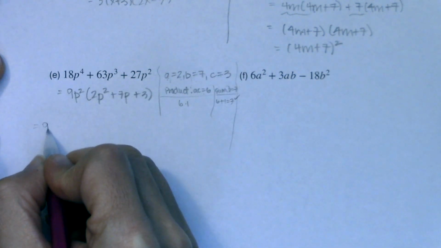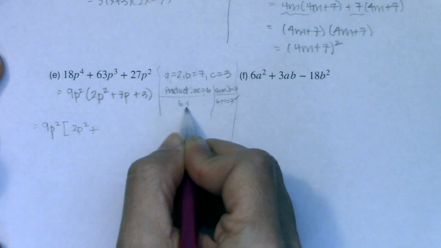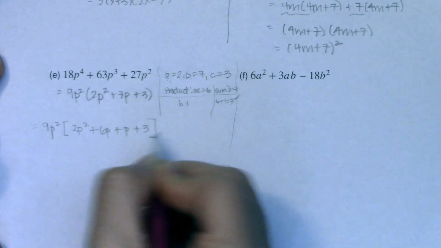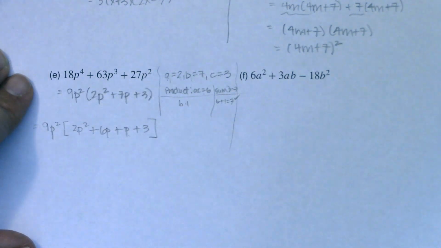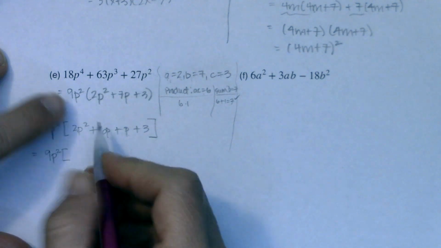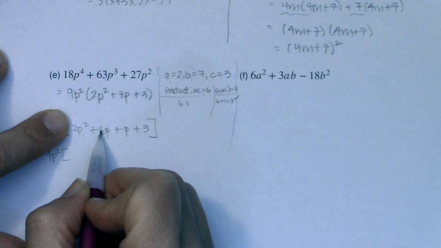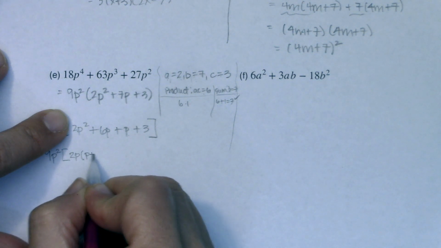All right, so I've got 9p squared. All right, so I'm looking at 2p squared plus, what do we have? 6p plus p plus 3, right? And you could have done p plus 6p here. You would have gotten to the same end game answer. All right, I got 9p squared. All right, so common GCF to 2p squared and 6p is 2p. And I'm left with p plus 3.